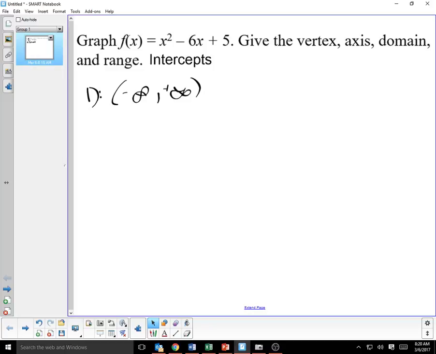Okay, so we've got domain. We need vertex, axis of symmetry, domain, range, intercept. So let's talk about some of these. Right now, just by looking at this, there's a couple things I can tell you. I can tell you the domain. Domain's negative infinity to positive infinity, always. Second thing I can tell you right away is one of the intercepts. Examine the way it looks right now. Can someone tell me what one of the intercepts is?